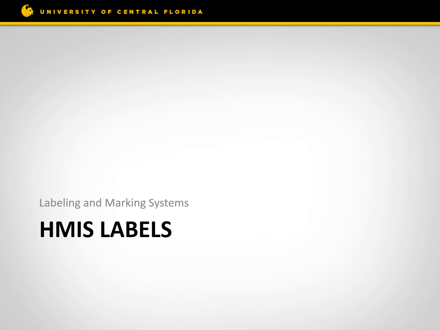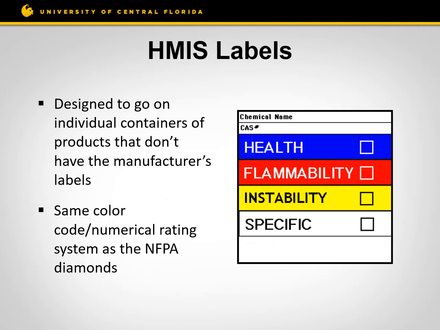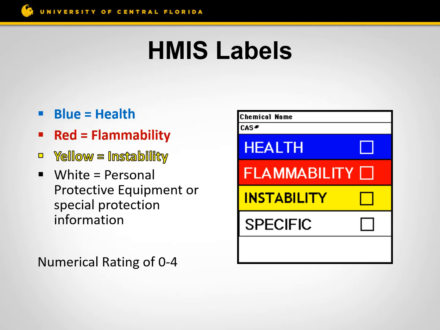The HMIS labeling system. HMIS labels are designed to go on individual containers of products that do not have manufacturer's labels. These have the same color code and numerical rating system as the NFPA diamonds. Blue represents health, red represents flammability, yellow represents instability or reactivity. The white is specific to the labeling, can represent personal protective equipment or special protection information.